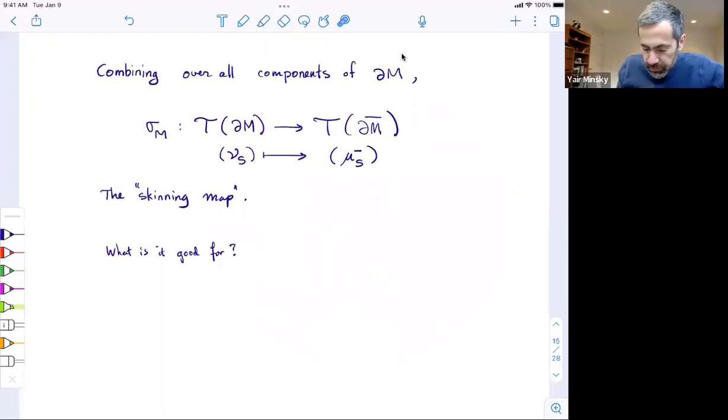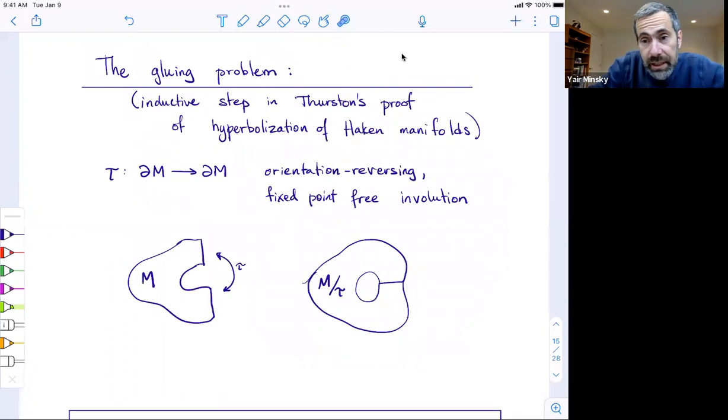Okay, so what do we do with the skinning map? What we do with the skinning map is we think about the gluing problem. The gluing problem occurs as the inductive step in Thurston's proof of hyperbolization of Haken 3-manifolds, the proof that they admit, under suitable conditions, hyperbolic structures. And at this point, you could already stop and say, why are we interested in Thurston's proof? After all, we now have Perelman's proof, which proves it in greater generality. So what's the point? My response is, first of all, every proof teaches you something else, and so every proof should be cherished.